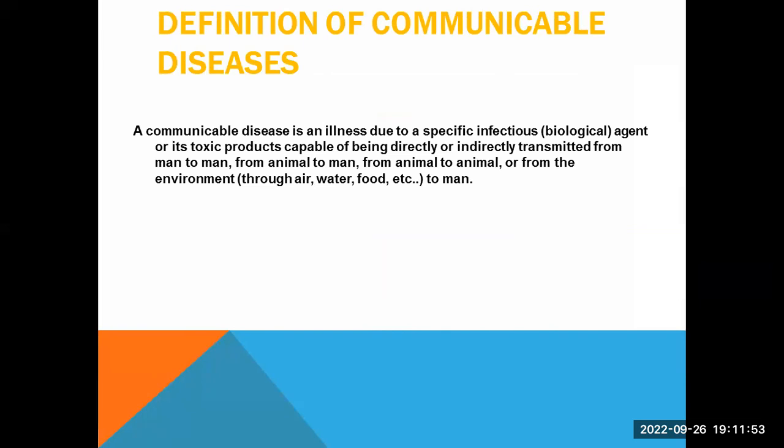Let us start by discussing what communicable diseases are. What do we study in communicable diseases? Communicable disease is basically an illness due to a specific infectious agent. And this is the most important part: it can be directly or indirectly transmitted, either from man to man, animal to man, animal to animal, or from the environment through air or water to man. So at the end, it has to be transmitted one way or another.